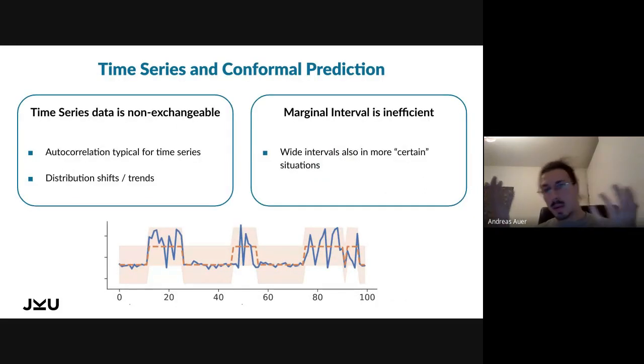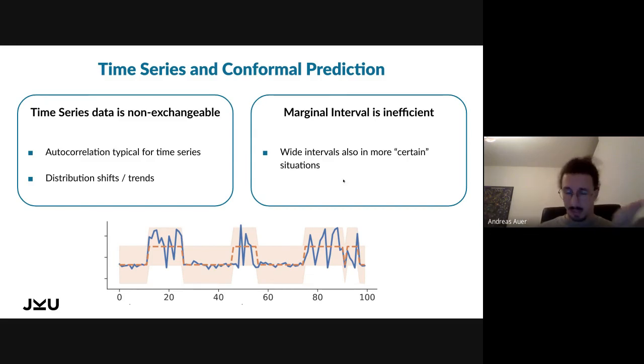So what is the problem with time series? The thing is, we said we have this exchangeability assumption, and for time series this exchangeability assumption in general does not hold, because we have these temporal correlations, and we also often have distribution shifts and trends in such time series data.